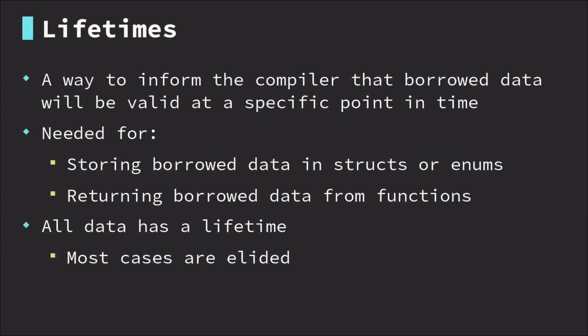Now that we've reviewed ownership, we can take a look at lifetimes. Lifetimes are a way to inform the compiler that borrowed data will be valid at a specific point in time. Lifetimes are needed for storing borrowed data in structures or enumerations and returning borrowed data from functions. All data has a lifetime, but the compiler is able to automatically calculate the lifetimes in many cases, so you don't always see them in code.